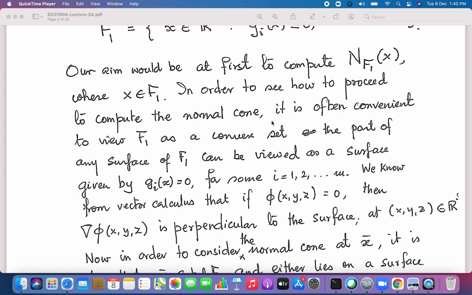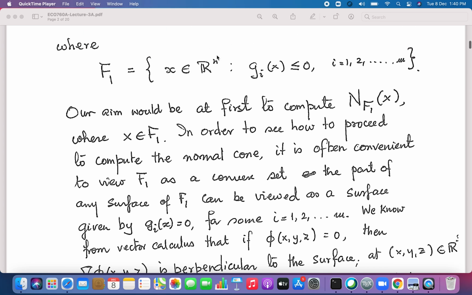So how do I visualize what the normal is? How do I start even thinking about how to compute the normal cone? If you just give it to me, it looks like I'm completely lost. But you are not really lost. If you look at a feasible set, what does it mean? Here you will have a surface given by g_i(x) equal to 0, say in 3 dimensions, where n is R3.